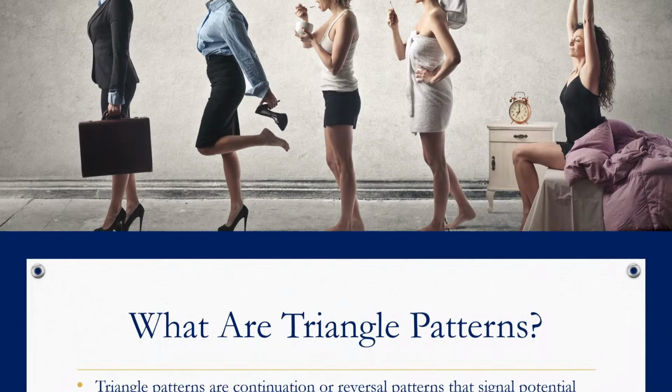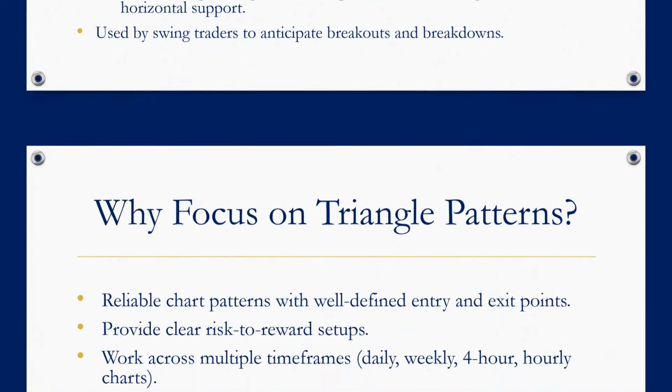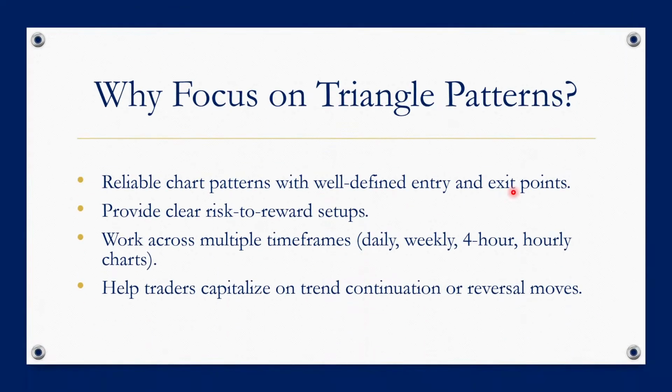Let's get into it. Today we're diving into two of the most powerful chart patterns for swing traders, triangles: the ascending triangle and the descending triangle. These patterns are commonly used by traders to identify potential breakouts and breakdowns, helping them enter high probability trades. By the end of the session, you'll have a solid understanding of how to trade them effectively. So let's start by defining what these patterns are and how they work, and we will look at a few examples in a little bit.